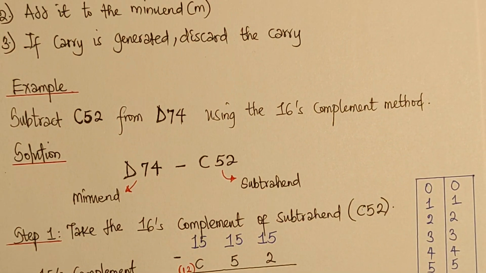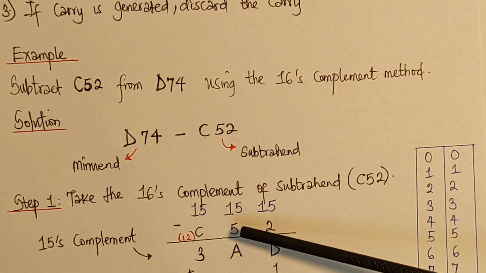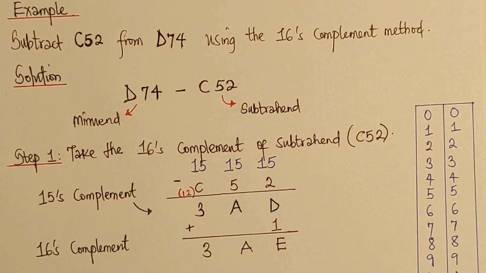So let's proceed. Now with that, we will continue with what we have. So 15 minus 5 becomes 10. And our 10 is represented as A. 15 minus C, in this case, C is 12. So 15 minus 12 will be 3. Now, for us to get the 16th complement, we have to add 1 to the 15th complement. So in adding 1, which will give us the 16th complement, we are going to have D plus 1, which will be E. And since we have nothing to sum, we will just bring down this value as A and 3.